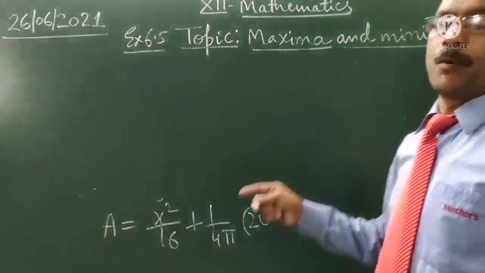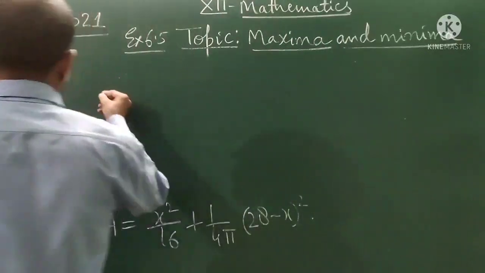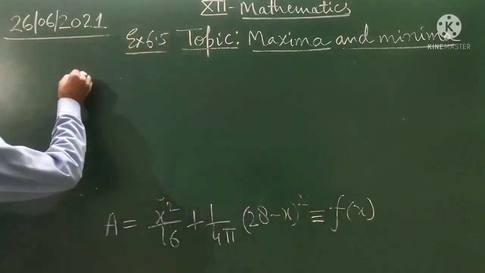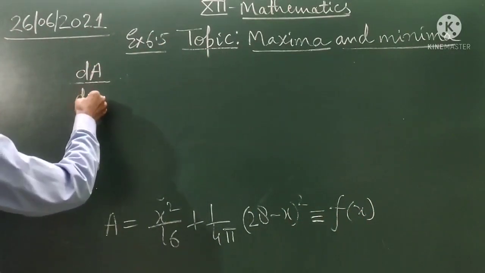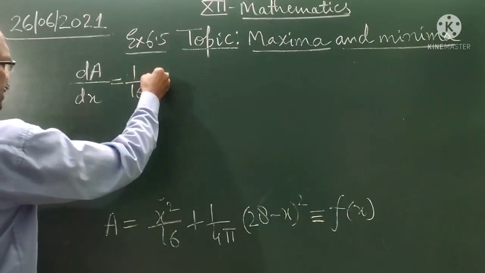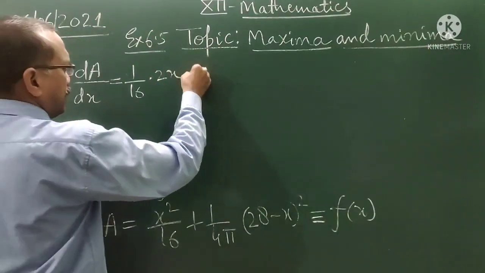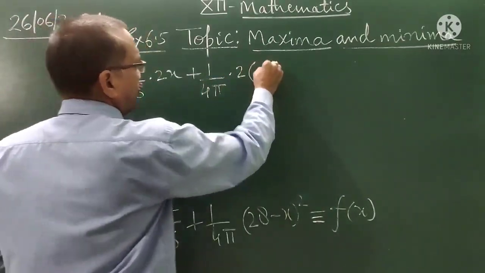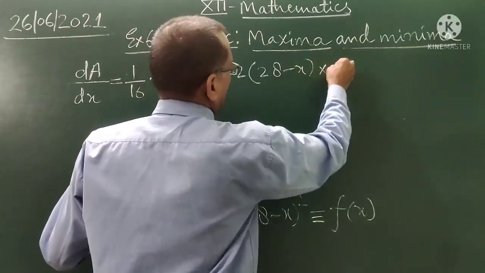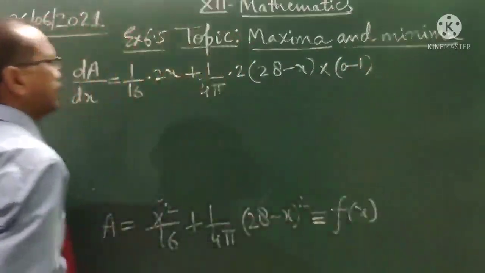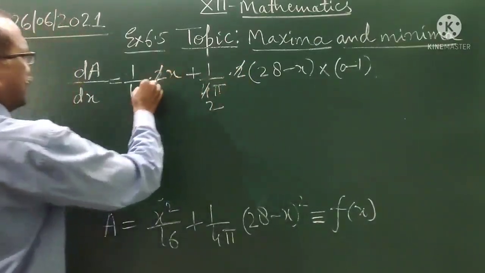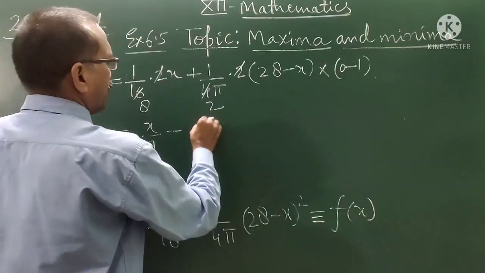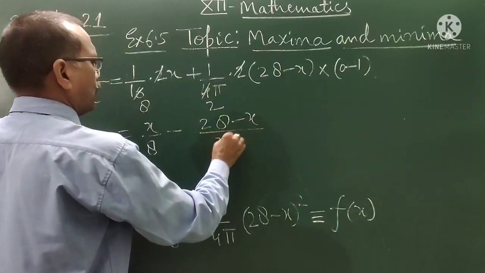Dear student, now we will differentiate. So find the first order derivative. This area is a function of x. So dA over dx equals 1 upon 16 into 2x plus 1 upon 4 pi into 2 into 28 minus x into 0 minus 1. 2 2s are 4, 2 8s are 16. So it is x upon 8 minus 28 minus x upon 2 pi.